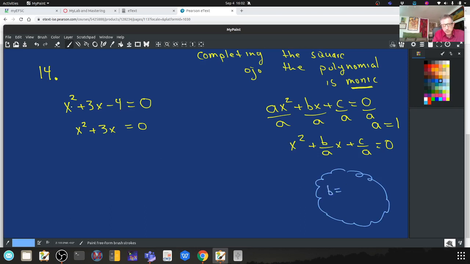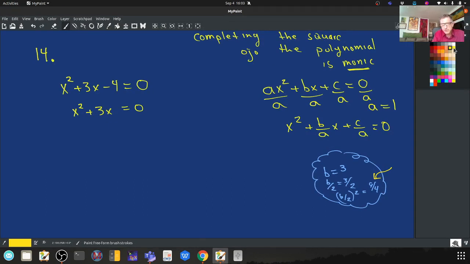So in the original, my a term is 1, my b term is 3, and my c term is minus 4. So my b is equal to 3. So b halves is equal to 3 halves, and b halves squared is equal to 9/4. So what I do is I add that quantity, b halves squared, to both sides. I have to add it to both sides to avoid breaking the equation.